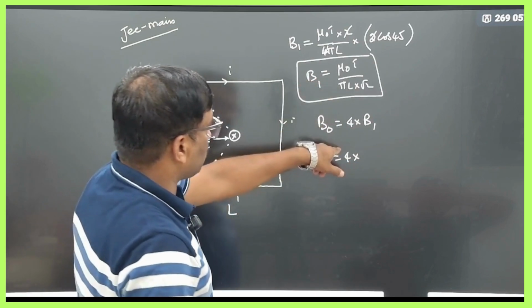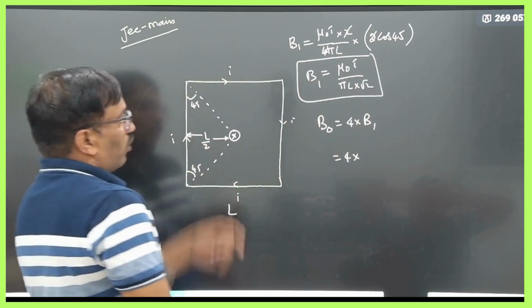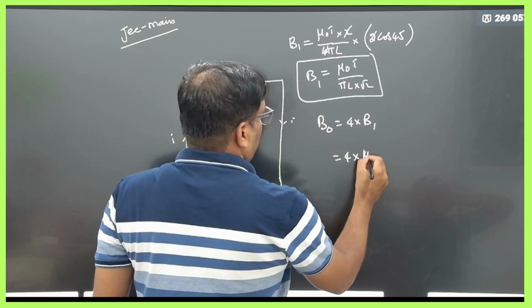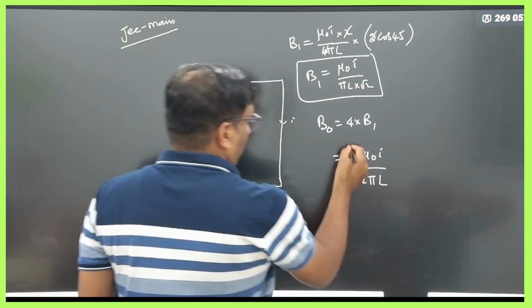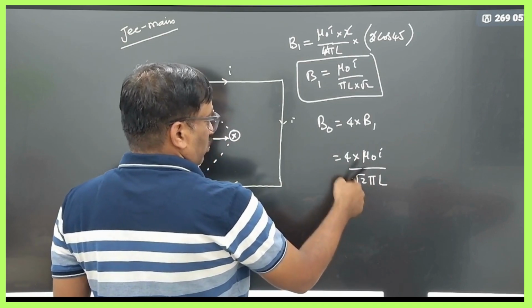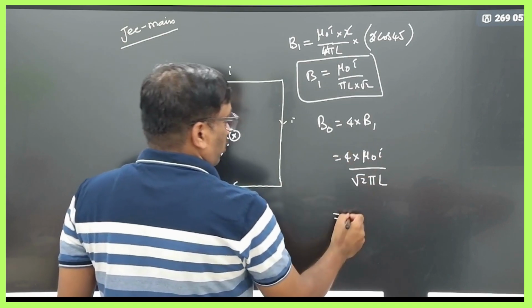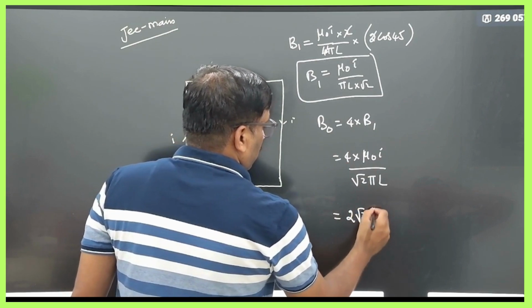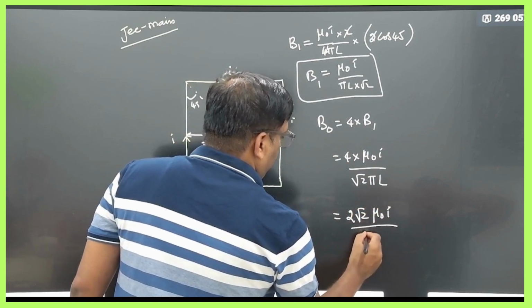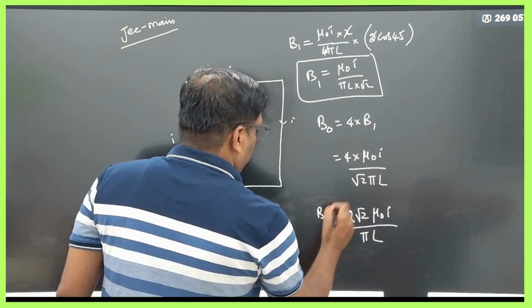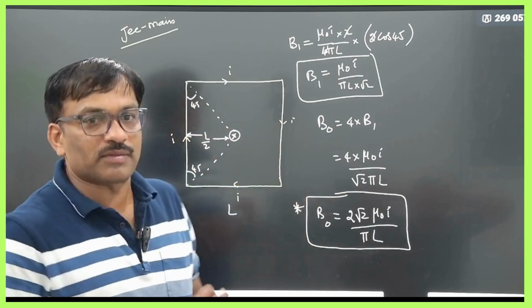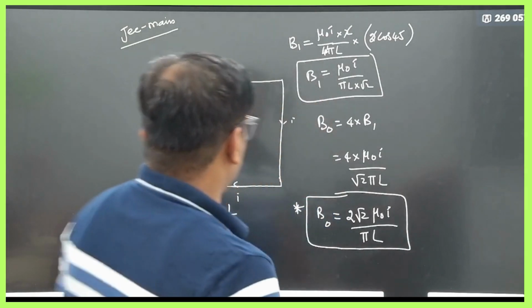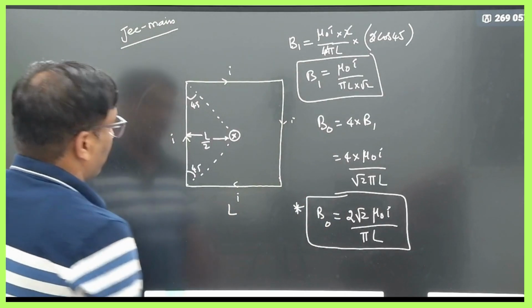So it will be the total due to all these 4 times of this: 4 times mu naught into I by root 2 into pi into L. Therefore you can rewrite it and simplify this root 2. 2 into 2 is there, so 2 root 2. You can write 2 root 2 mu naught I by pi L. This is your magnetic field at the center. This question in JEE Mains has been repeated so many times. Like this we can calculate the magnetic field.